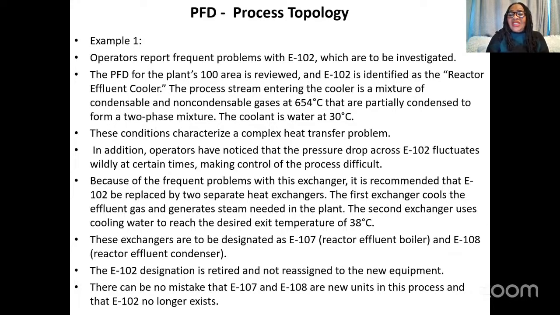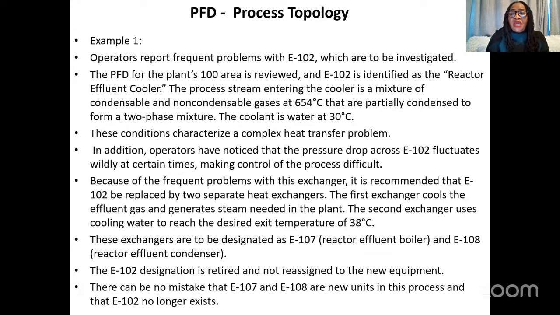The first exchanger will cool the effluent gas and will generate steam that is needed in the plant. And the second exchanger will use cooling water to reach the desired exit temperature of 38 degrees centigrade. So these two exchangers are now to be put in place to replace E102.